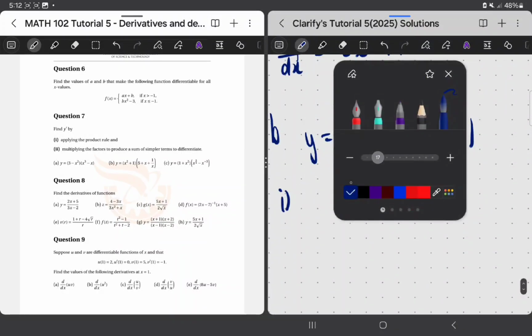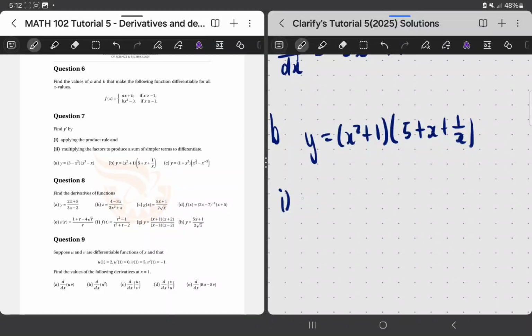Part i is to use the product rule to solve this question. Part ii is to then expand it. So anyway, we might as well just do it once to say b.i. We put this. Let's do the product rule. So you know the product rule. This is going to be u. This is going to be v.